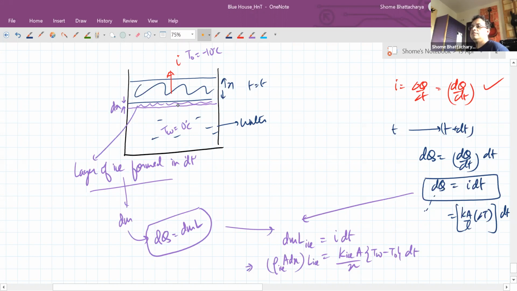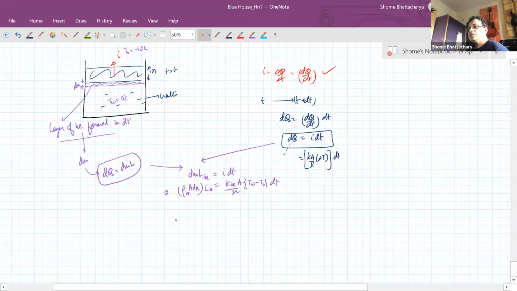Is it clear now, Shikhar? Yes, sir. Okay. So further, this equation becomes like this. See, x dx becomes k upon density of ice into latent heat of ice, area cancels out, into this temperature difference into dt. So x dx becomes equal to, if we integrate this, 80 into 4.2 into 10 raised to power 3. Into this temperature difference was 10. Density was 900 in SI unit.